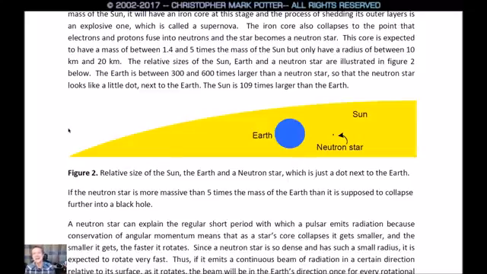The Earth is between 300 and 600 times larger than a neutron star, so that the neutron star looks like a little dot next to the Earth. The sun is about 109 times larger than the Earth. Earth, neutron star, sun. Look at that. So huge. Figure 2, relative size of the sun, the Earth, and a neutron star, which is just a little dot next to the Earth. This little baby. If the neutron star is more massive than 5 times the mass of the sun, then it's supposed to collapse further into a black hole.